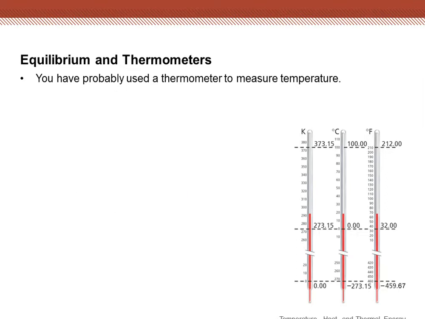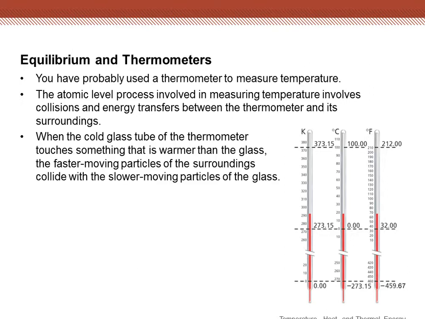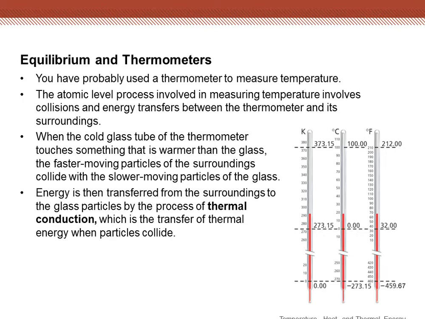You've probably used a thermometer before to measure temperature, or you at least see thermometers in your everyday life measuring temperature. The atomic level process involved in measuring temperature involves a collision and energy transfer between the thermometer and its surroundings. When the cold glass tube of the thermometer touches something that is warmer than the glass, the faster moving particles of the surroundings collide with the slower moving particles of the glass. Energy is then transferred from the surroundings to the glass particles by the process of thermal conduction.